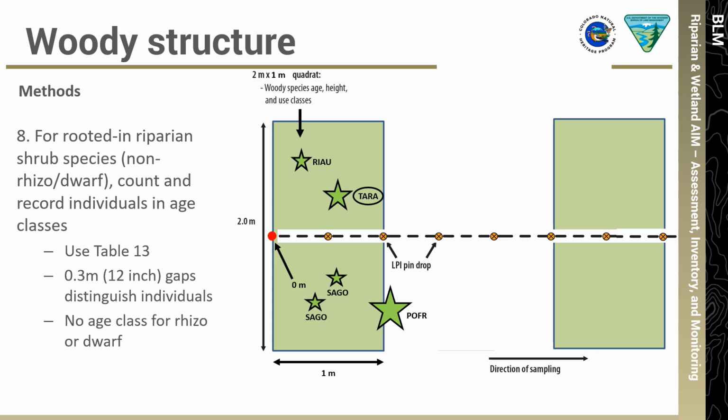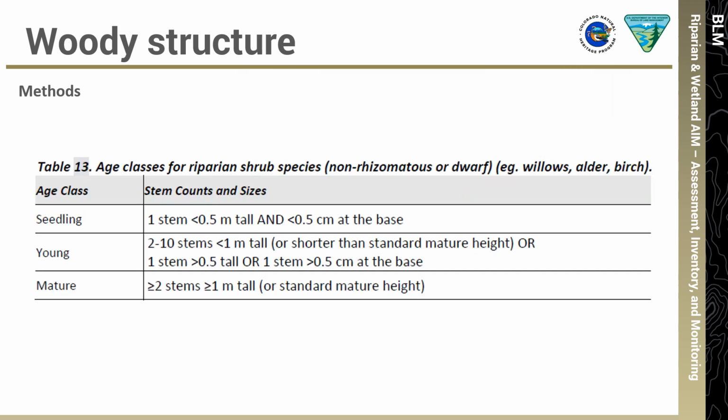So in our quadrat example here, we count shrub individuals of tamarisk, Tara. In this case, we only have one individual and we would place it in an age class using Table 13. Here is the age class Table 13 for riparian shrubs. From seedling to young to mature age classes, each class includes increasing numbers and sizes of stems.